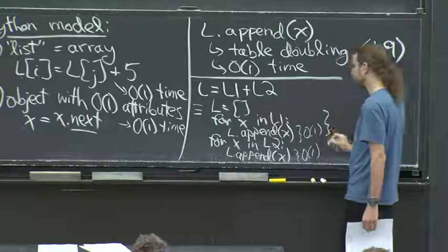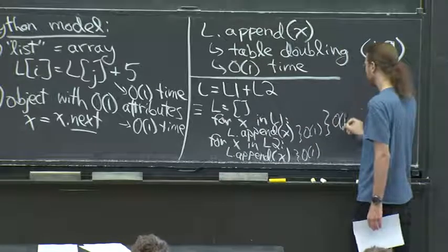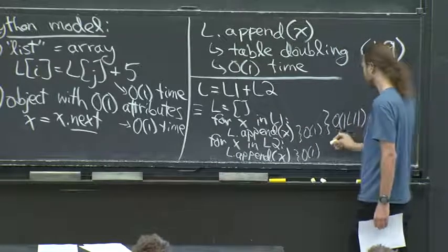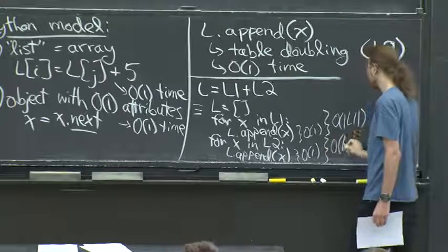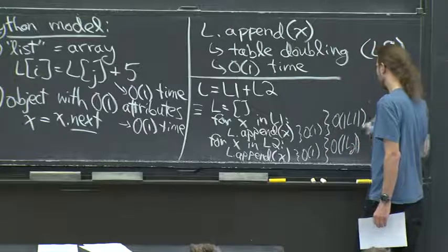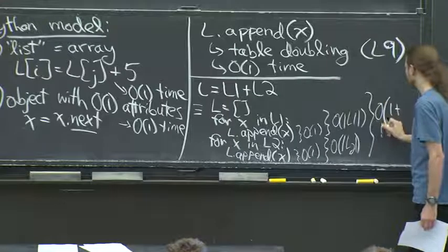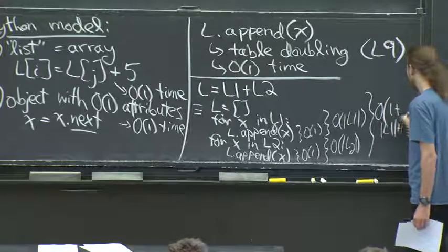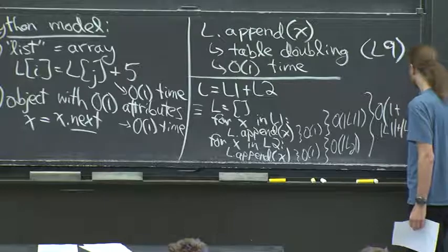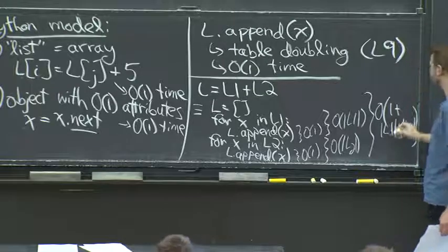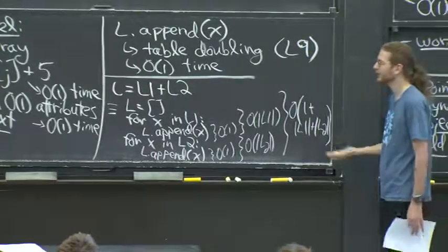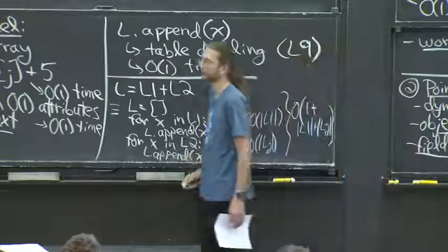And so the amount of time here is basically order the length of L1. And the time here is order the length of L2. And so in total, it's order, I'm going to be careful and say 1 plus length of L1 plus length of L2. The 1 plus is just in case these are both 0. It still takes constant time to build an initial list.